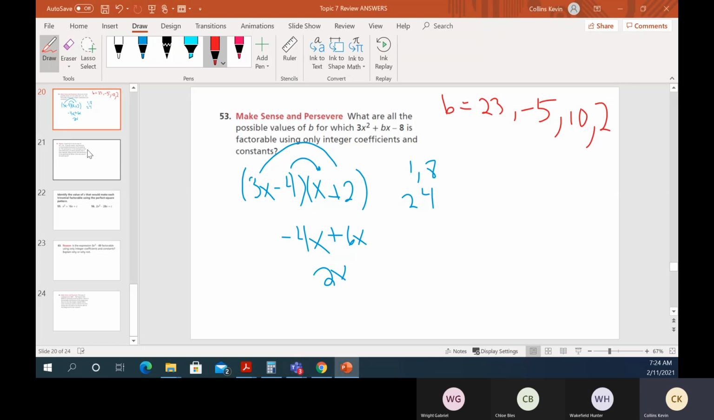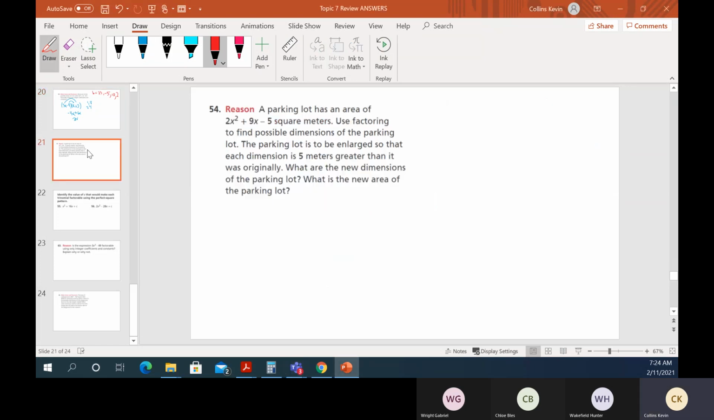All right, let's check out the next one. Oh, yay, another word problem. Just what everyone wanted to see, I'm sure. All right, so let's decipher this guy, see what's going on.